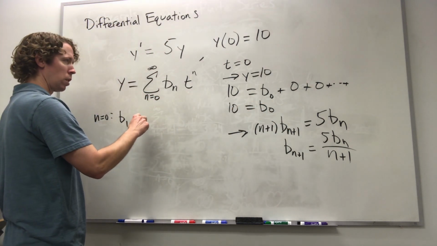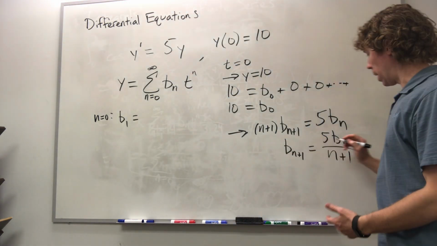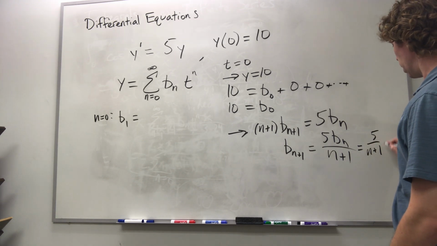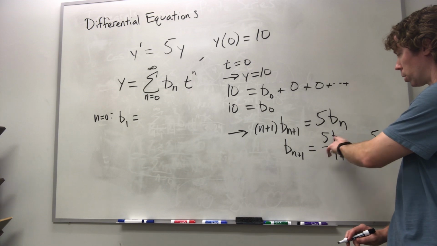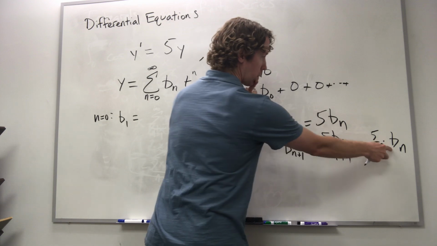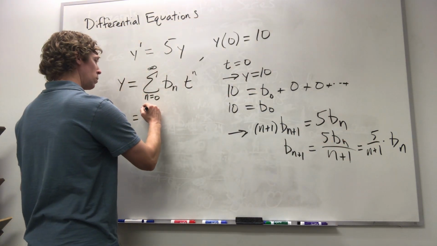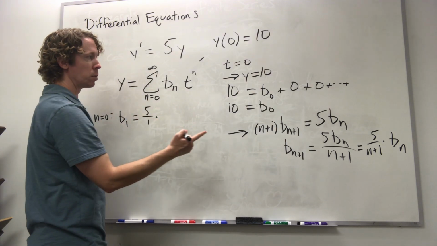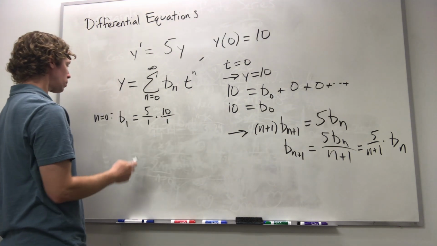How do I want to write this? I think for the sake of figuring out the pattern, I'm going to write this as 5 over n plus 1 times bn, because I'm thinking that I'm going to start getting fractions, and I want to separate this fraction from that one to find the pattern. So for n equals 0, this says 5 over 1 times b0, which was 10. I'll just write it as 10 over 1.